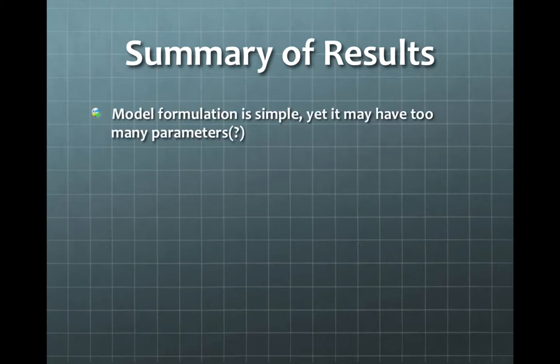To summarize the results: first, I think the model formulation is simple, but yet it has too many parameters. I put a question mark on this because I don't want to be overly critical, but as I'll mention in the video for the model, many of these parameters the model is insensitive to, so why have them? I keep coming back to that.